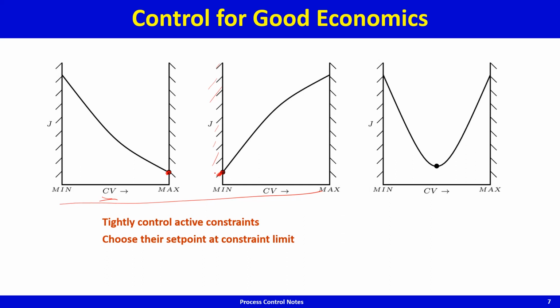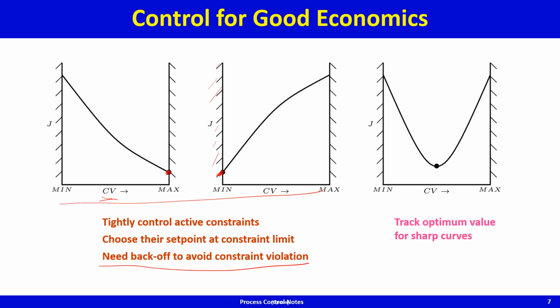So tightly control all the constraints that are active at the optimum, make them CVs, because what to control is your choice, and then choose their set point at the constraint limit. That's in case the optimum is at a constraint limit. In case the optimum is unconstrained, I'll explain this a bit later. In case the optimum is unconstrained, then you need to track this optimum value for sharp curves, because if the optimum shifts by a little bit, if the optimum moves from here to here, the loss can be quite large. Okay.